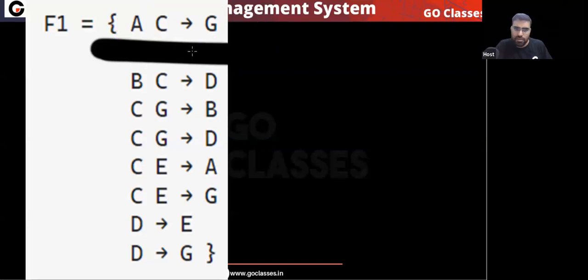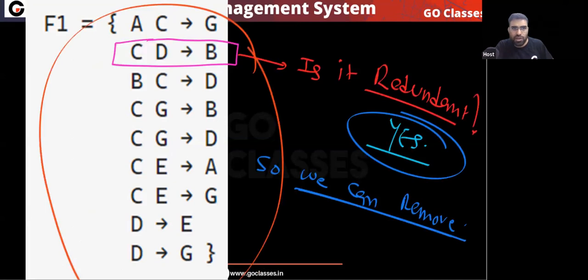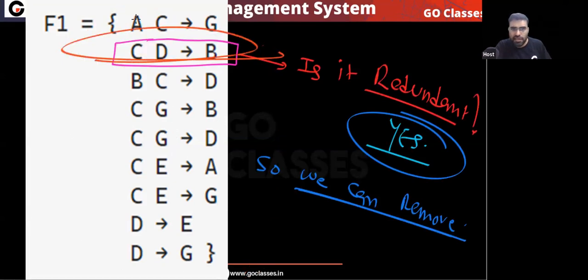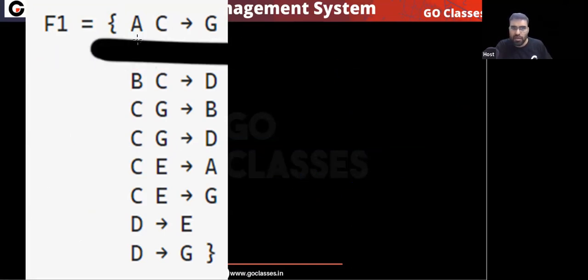No, there is no need, because remember, this is already equivalent to the previous one. They are actually equivalent because this is redundant. Please understand, this is redundant, so you can remove it. So you don't have to check this again. Now let's directly check this. Is this redundant? Tell me.